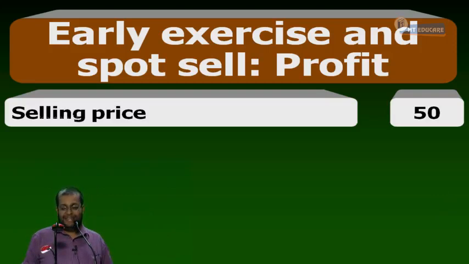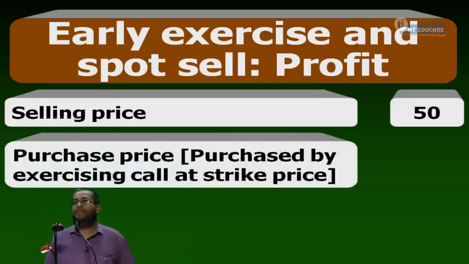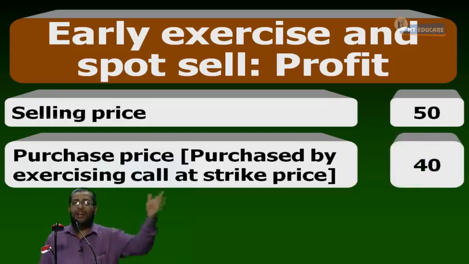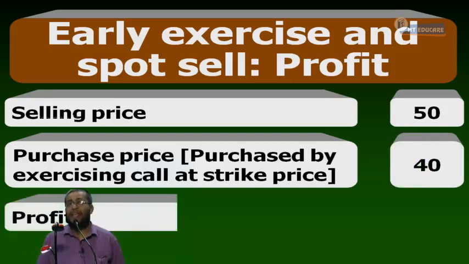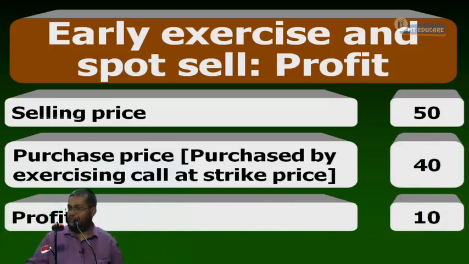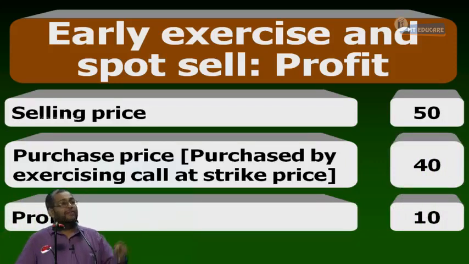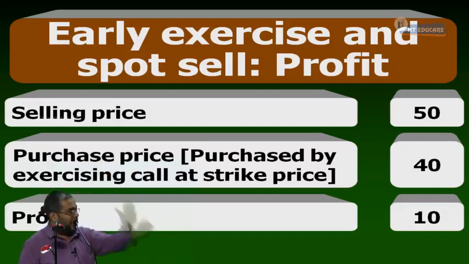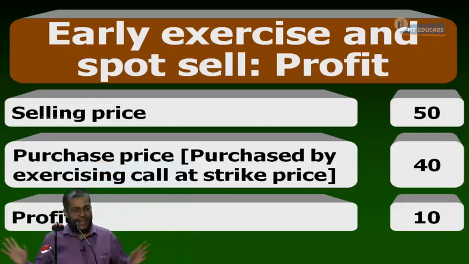Example now again. Selling price 50. What you do is purchase by exercising the call at what? Strike price. Today buy the share at 40 by exercising the American call and sell at how much rupees here? 50 rupees. I made a profit of 10 rupees. Very happy or not? We are a fool if we do like this. We should not exercise on spot. I should never exercise the American call on spot.